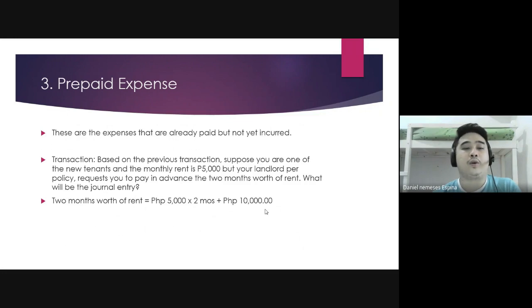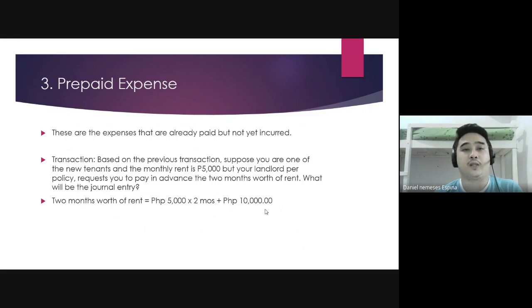In this case, put yourselves still in the shoes of the tenant. So based on the previous transaction, suppose you are one of the new tenants and the monthly rent is 5,000, but your landlord, per policy, requests that you pay in advance the 2 months worth of rent. So wa pa ka nagpuyo pero nagipabayad na ko og 2 months advance. So katoy mo gibayad sa imong landlord or landlady. So we call that prepaid rent expense.